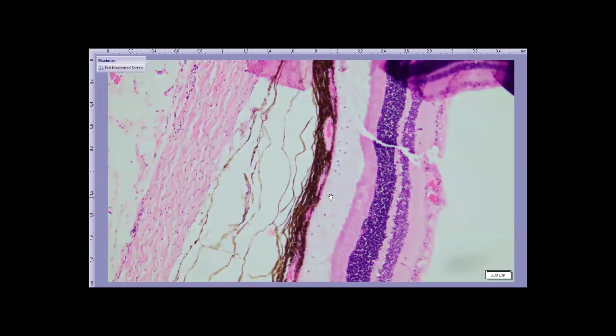And if you do fundoscopy on these, you'll see that the back of the fundus is white like a piece of paper. And if you've driven around at night and you've got your headlights on an opossum, you can see that it has a bright tapetal reflection.